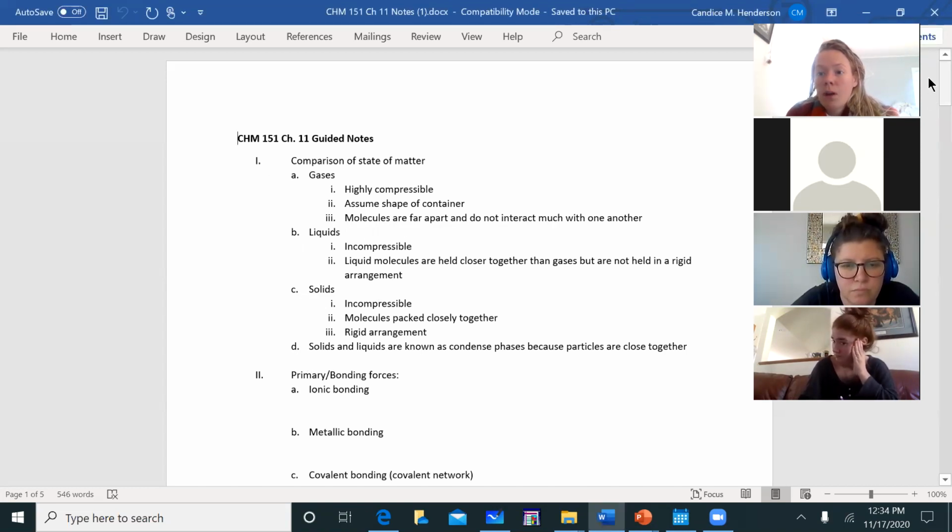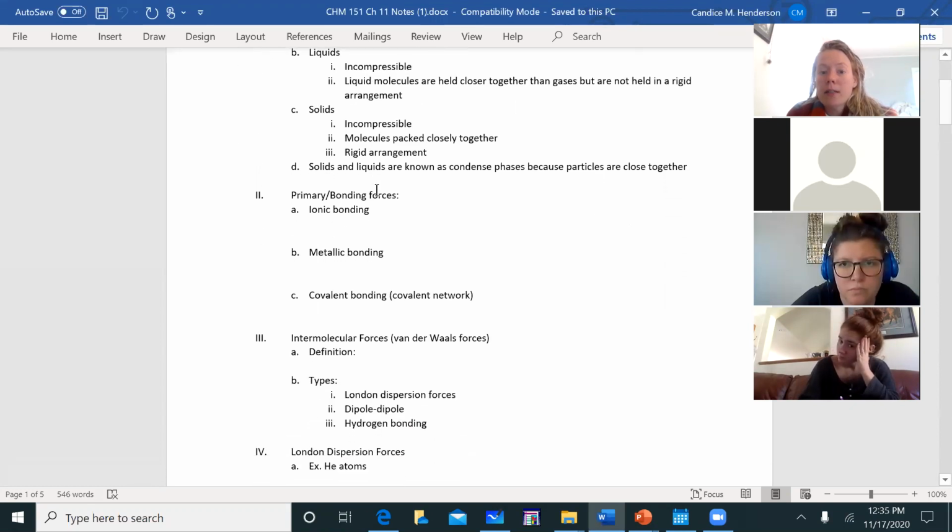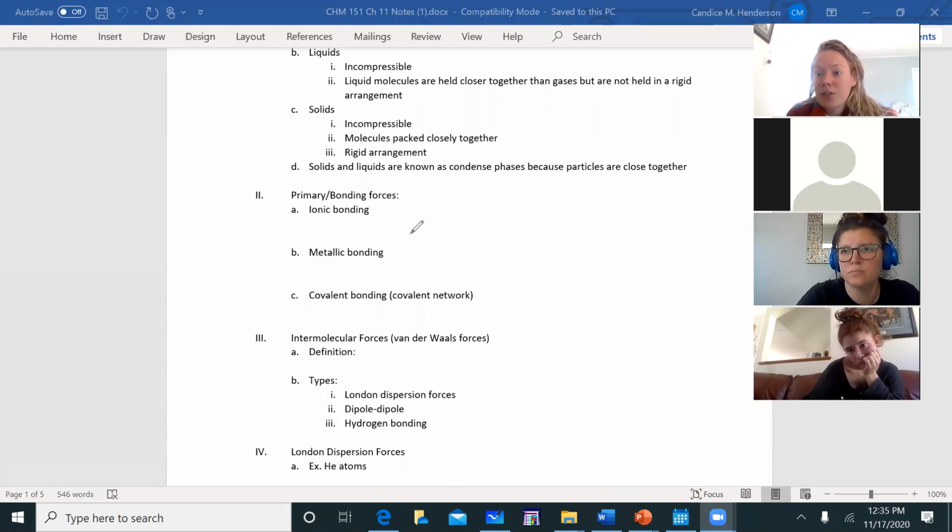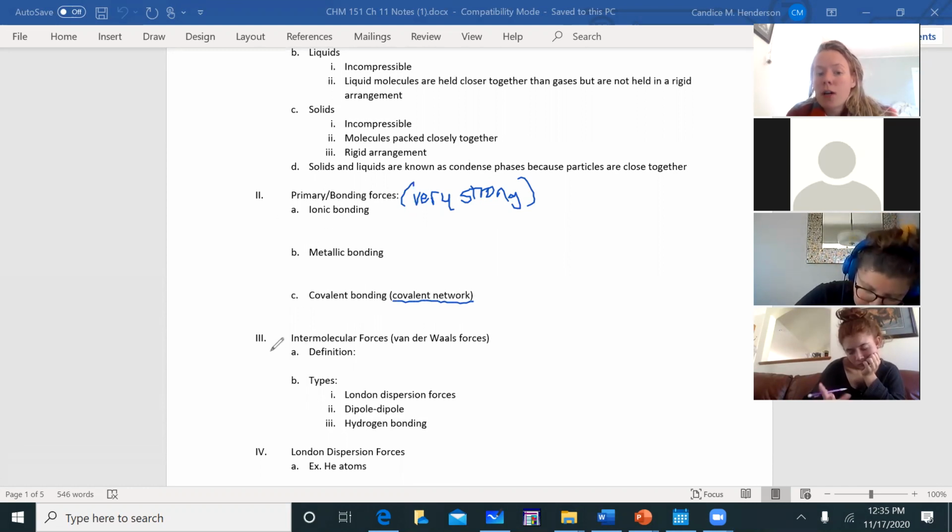So before we get into the intermolecular forces, let's go back to our primary bonding forces. These are what sort of freeze a material into its solid crystalline shape. And these are all very strong, okay? The strongest of the strong. So if you have ionic bonding, metallic bonding, or covalent bonding, and when I say covalent bonding, I specifically mean covalent network, and we'll talk about that in a second. These are going to be much stronger than any of your intermolecular forces, or what we call van der Waals forces. So ionic bonding is, hopefully, just what you remember.